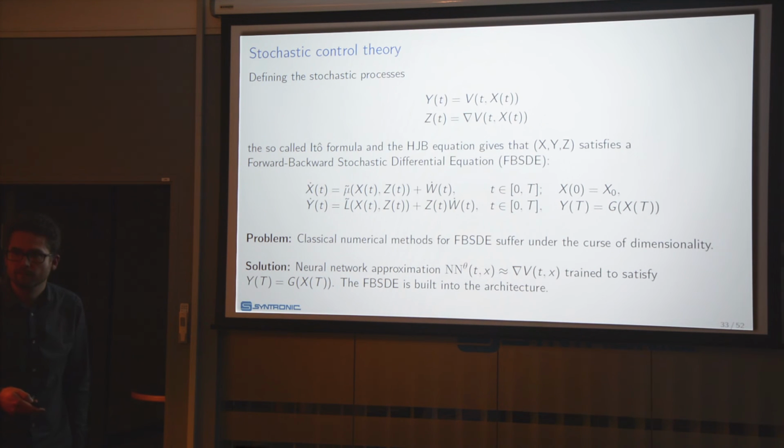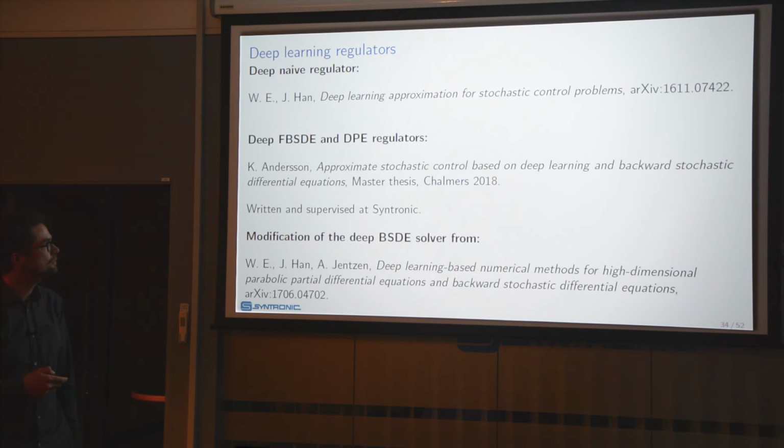I beg your pardon? For the pendulum, what will be x and y? X will be the real physical state, and y will be the value along the trajectory. Given that you're in X, this is the optimal cost that you will get if you continue to control in an optimal way until the last time. Good question.